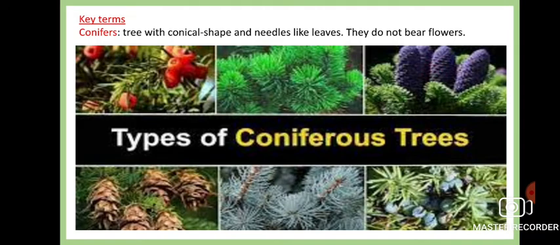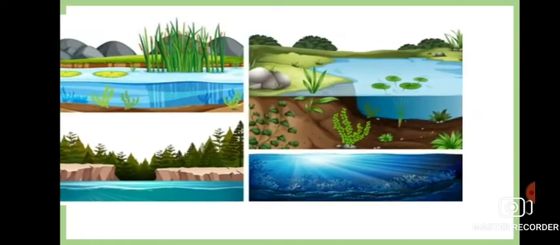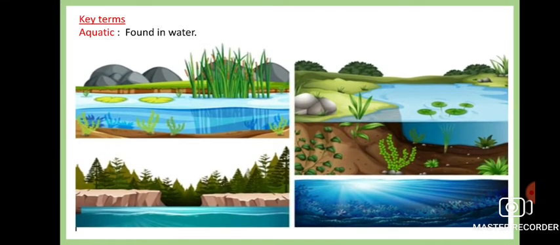The reason I had told you already is that otherwise the snow will fall and deposit on the plant, which is definitely harmful for the plant. The plant will die. So to save them, they have a special type of adaptive feature, and that is known as coniferous. That particular shape is called coniferous. Next is the aquatic plant. What do you mean by aquatic? It is very easy, it means plants which stay in the water.